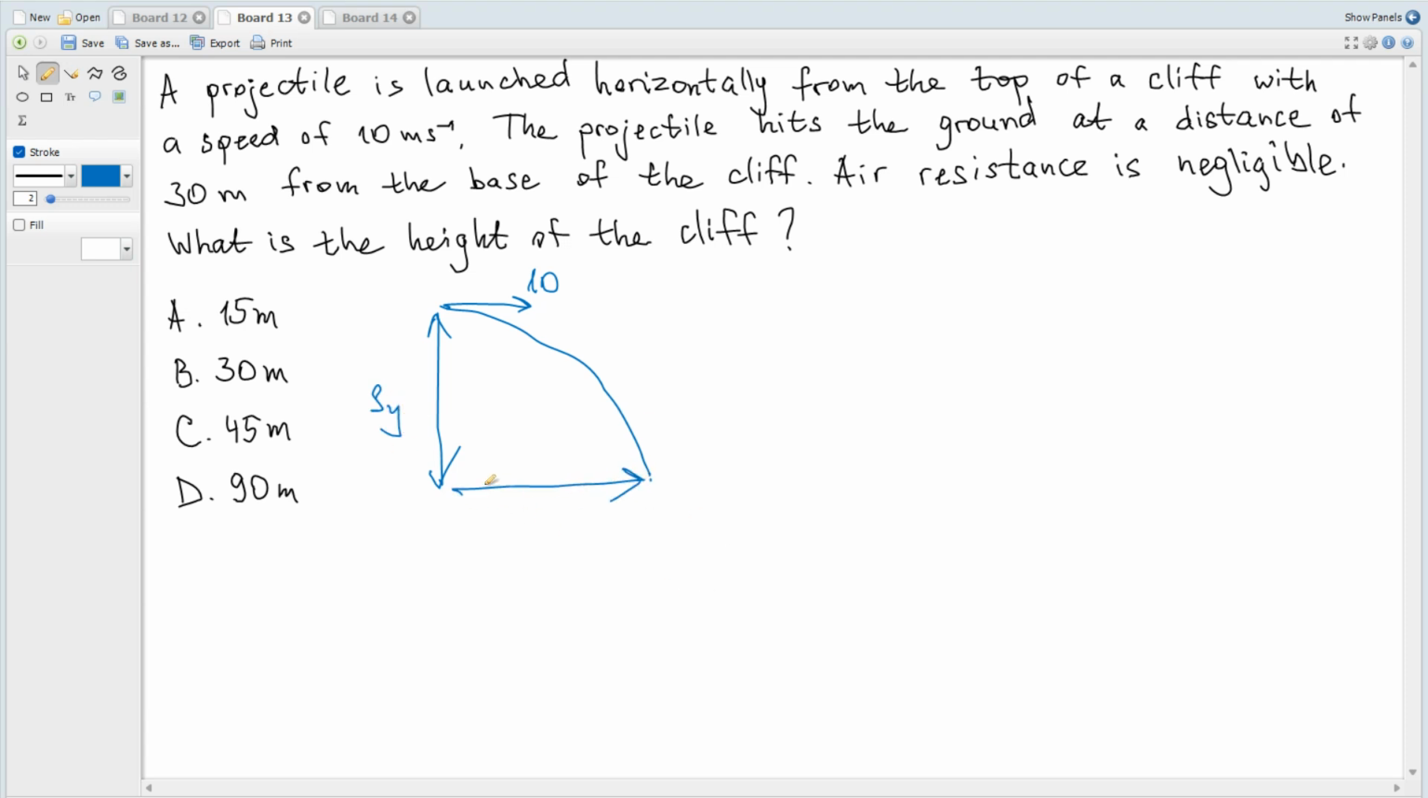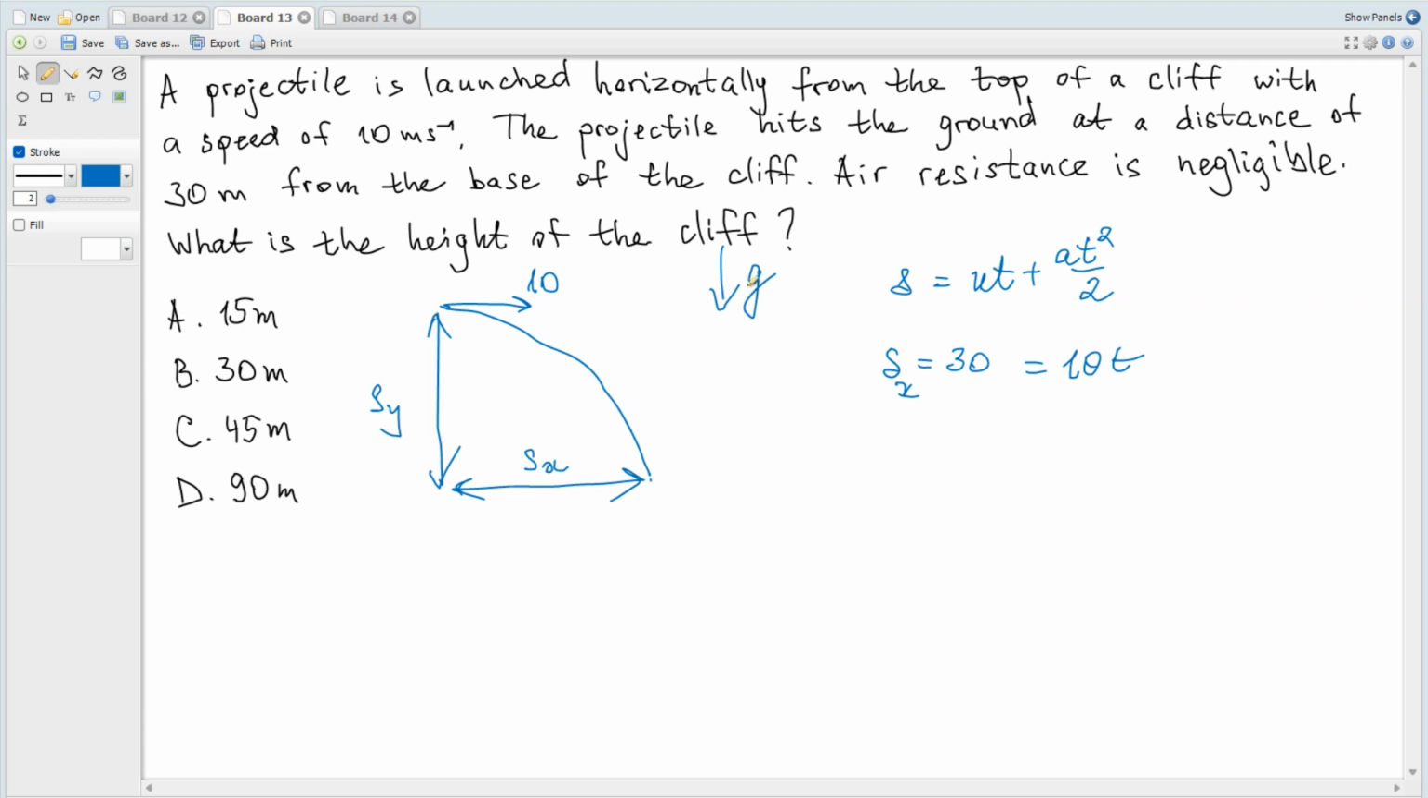and the horizontal displacement is this distance, and it's 30. We know that displacement is ut plus at squared over 2. Air resistance is negligible, so acceleration is acceleration due to gravity g, and it's in this direction. So if we consider the horizontal displacement, which is 30, it is equal to the horizontal component of the initial velocity, which is 10, times t.